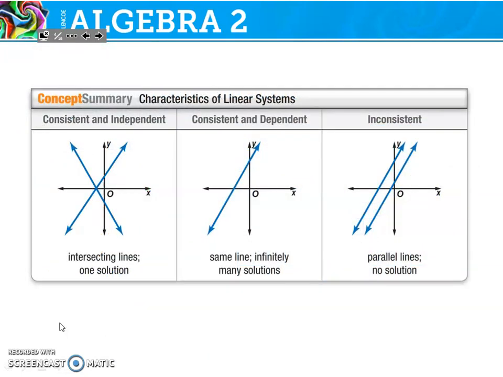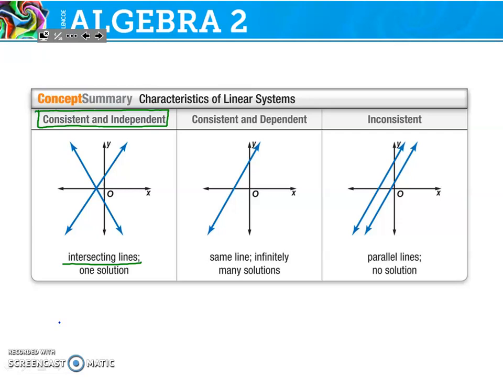Now, we just did multiple examples where they were intersecting lines. Okay? However, there are other possibilities. Okay? What we were working on when they were intersecting lines was called consistent and independent systems. Okay?